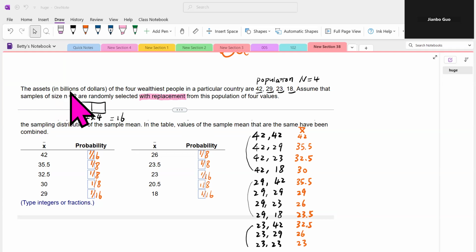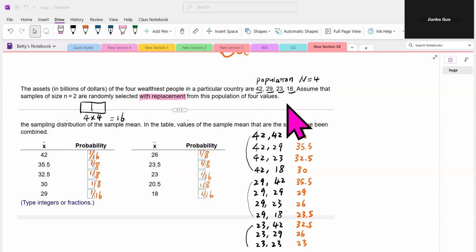The assets in billions of dollars of the four wealthiest people in a particular country are 42, 29, 23, 18. Assume that samples of size 2 are randomly selected with replacement from this population of four values. The first part of the problem, we need to find the sampling distribution of the sample means. In the table, values of the sample mean that are the same have been combined.